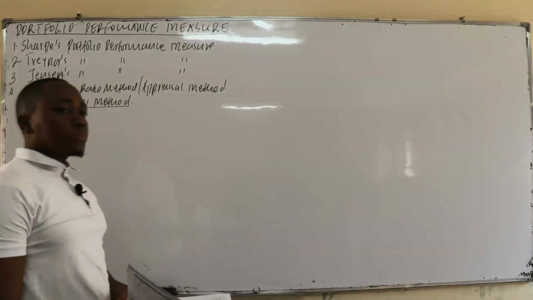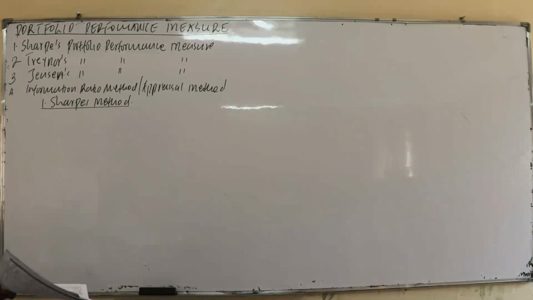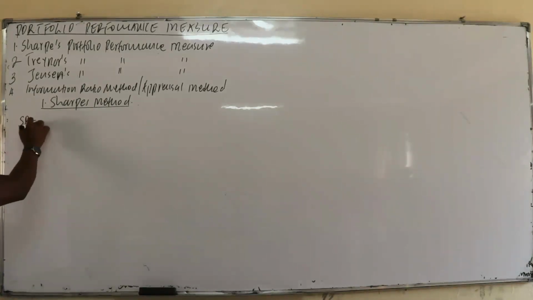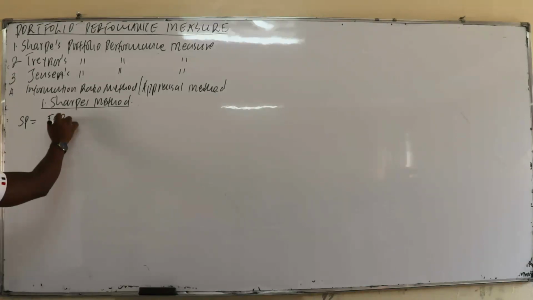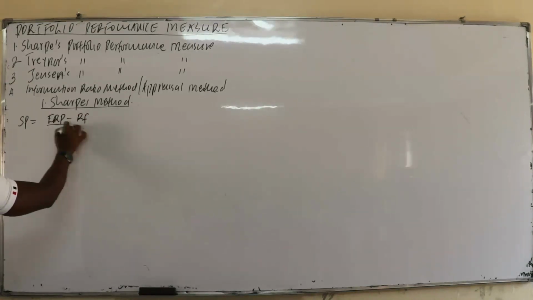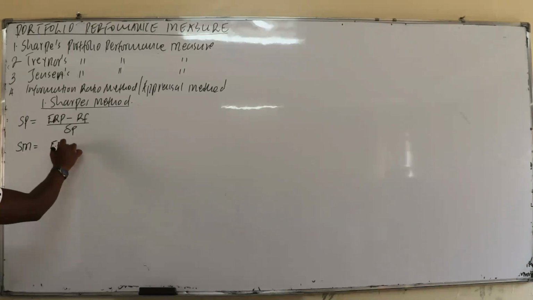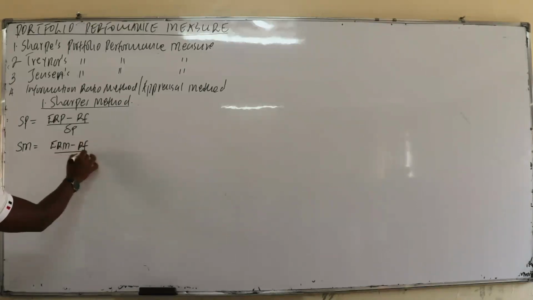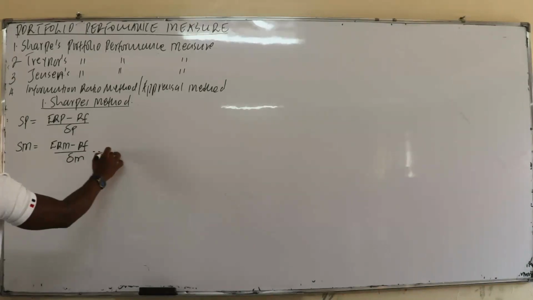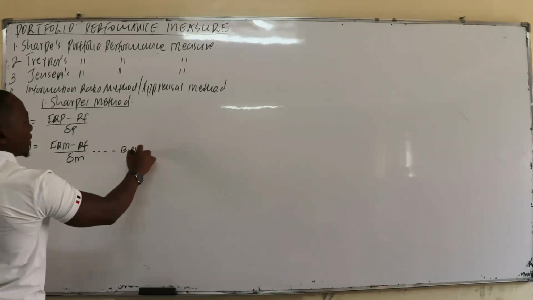It's evaluated as follows. To get the Sharpe for the portfolio, you take the expected return of the portfolio minus risk-free over standard deviation of the portfolio. And to get the Sharpe for the market, which will act as a benchmark, you take expected return of the market minus risk-free over standard deviation of the market. And this one will act as the benchmark.